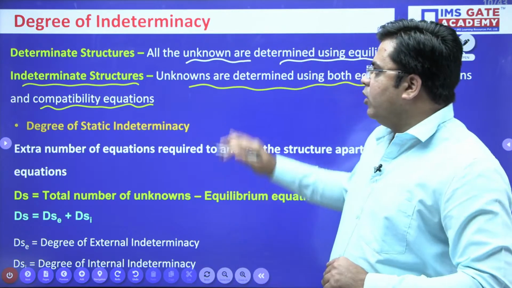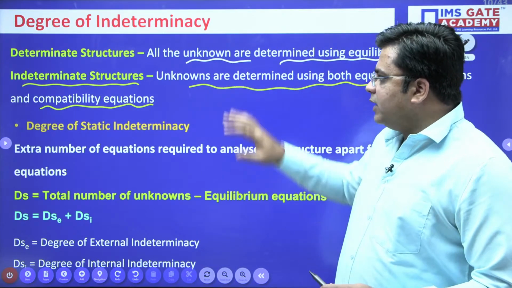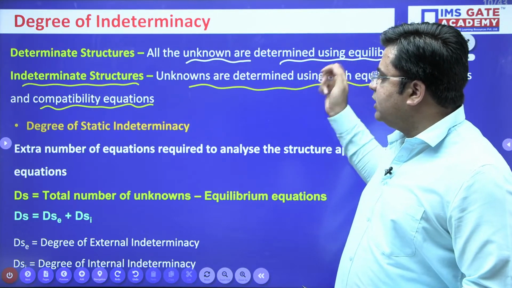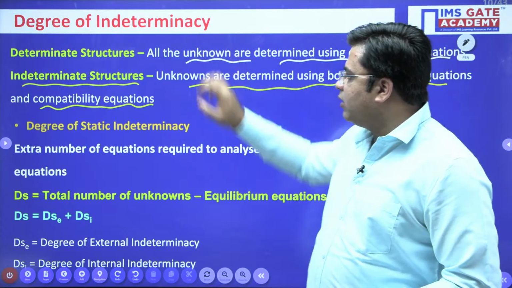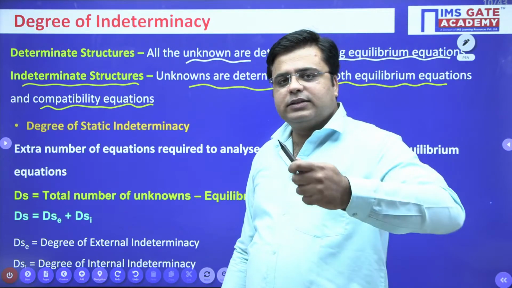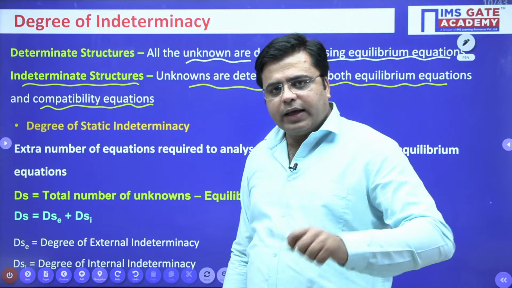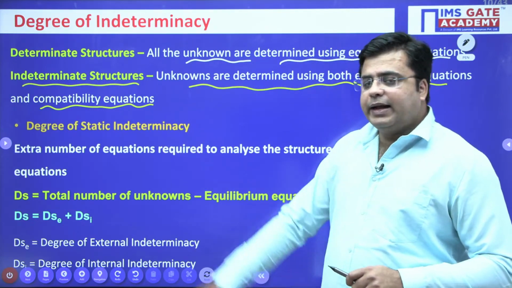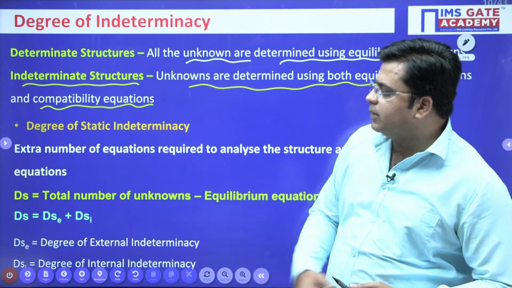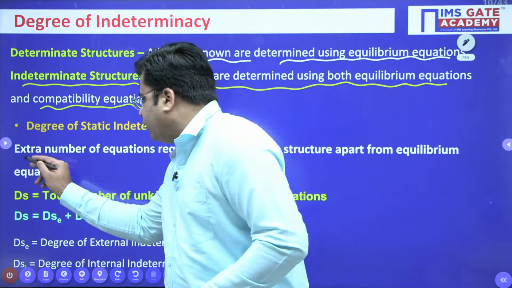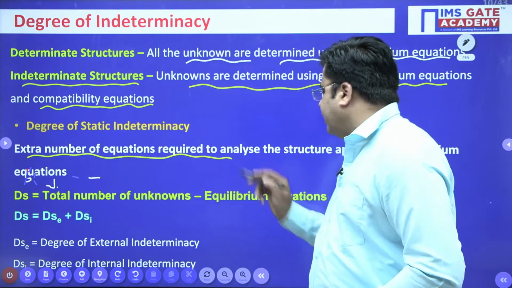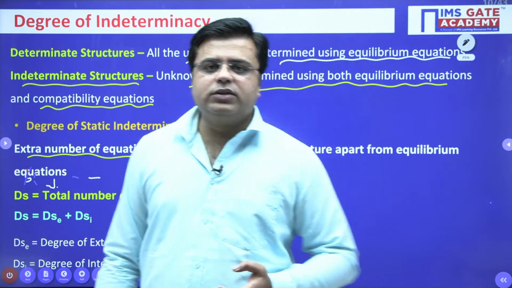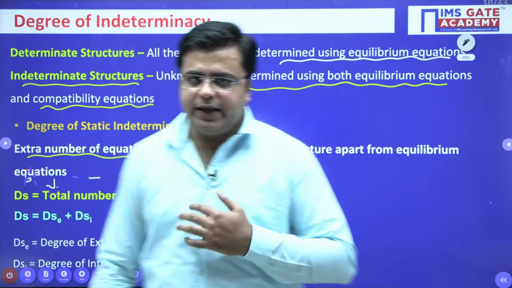Now talking about the indeterminacy, as we have cleared that if the number of equilibrium equations are sufficient enough to calculate the unknown forces, then that structure is determinate. So here comes a concept of degree of static indeterminacy. Degree of static indeterminacy tells us about the number of extra equations required to analyze the structure. And when we talk about extra equations, we are talking about the compatibility equations, right?